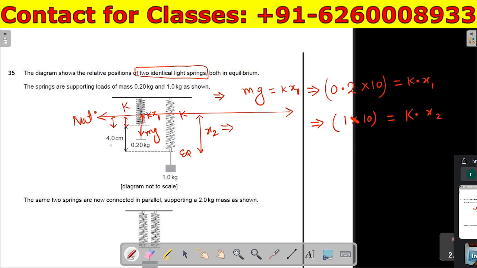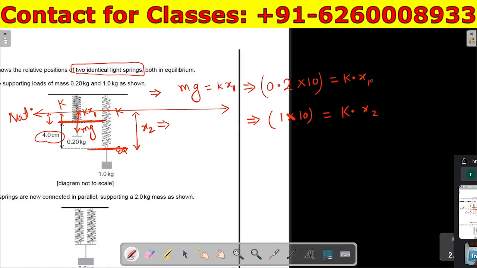Now, what is this 4 centimeter? This is the difference in height between the two equilibrium positions. This is the first equilibrium position and this is the second equilibrium position. Can we find x1 from the first equation? Yes, 0.2 into 10 will be 2 upon k. From the second expression, we can find x2. It is 10 upon k.